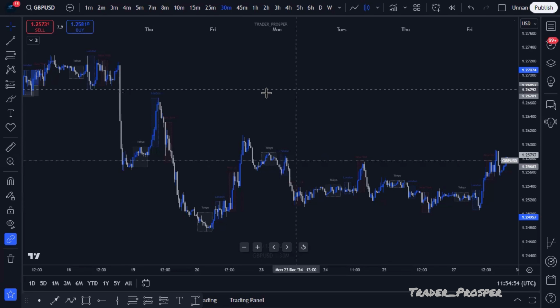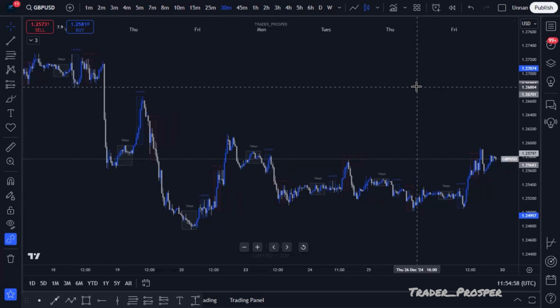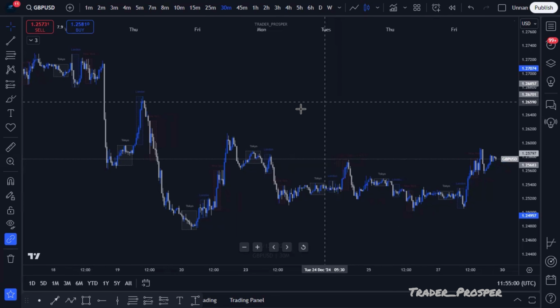Now, this is a 30-minute time frame, and this is a chart of the 30 minutes. I'm going to be going over what happened this week on GBP/USD. We'll be using the replay tool to cut from Sunday's movement in the market. So let's analyze this together.